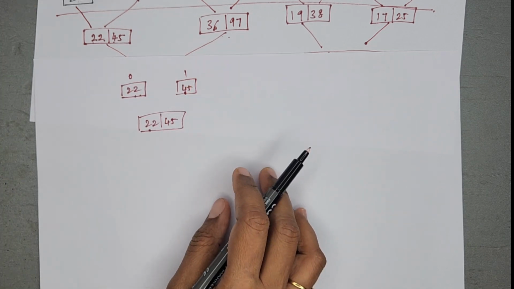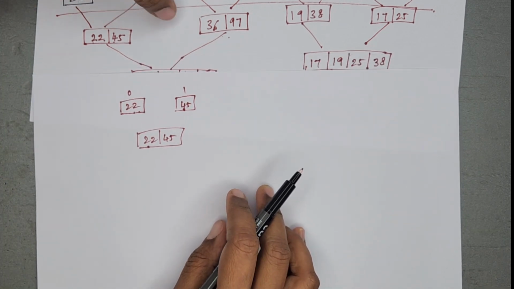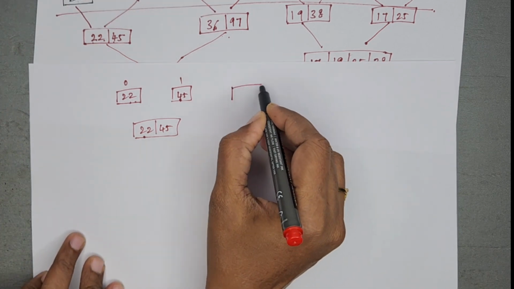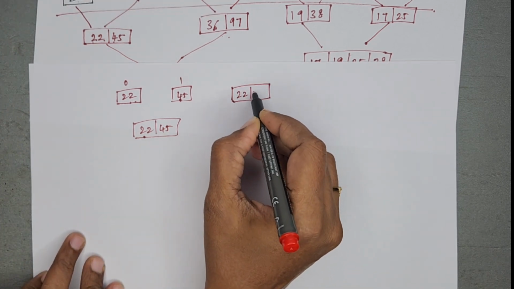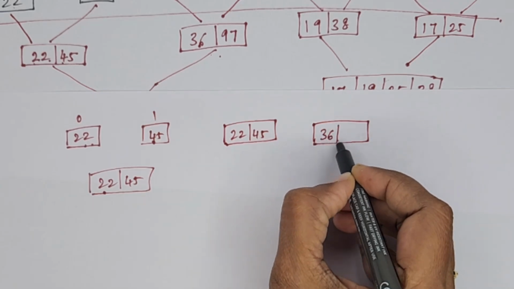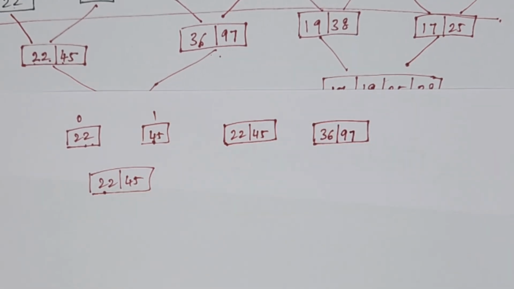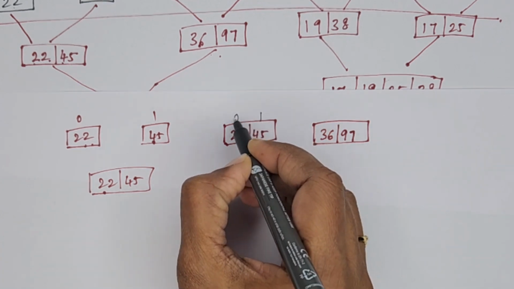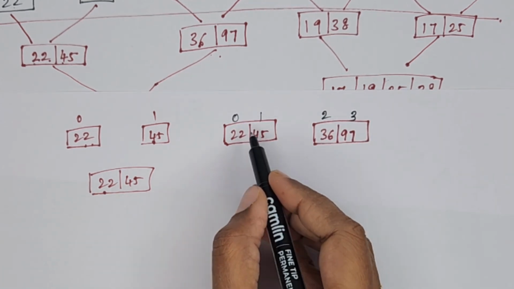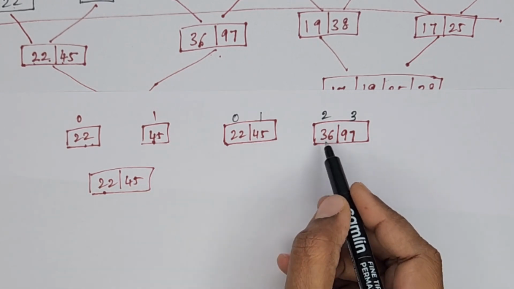After sorting these two, we have to sort these two arrays. Now I'm going to take these two. 22, 45 in one array. In the other array, the elements are 36 and 97. Index values are 0, 1, 2, 3. We'll see how to sort these two sub arrays.